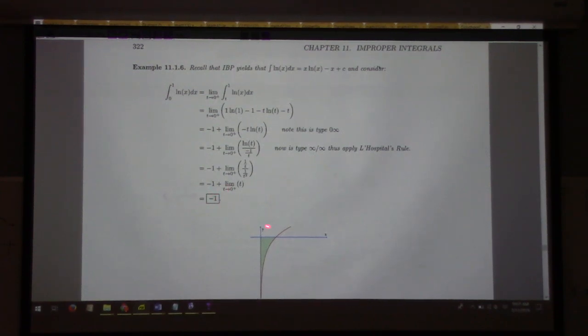So that says that if we look at the log graph, y equals log x, and we look at the area below the x-axis from 1 back to its vertical asymptote at 0, that area is actually finite and equal to -1.